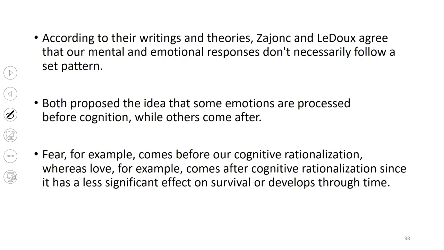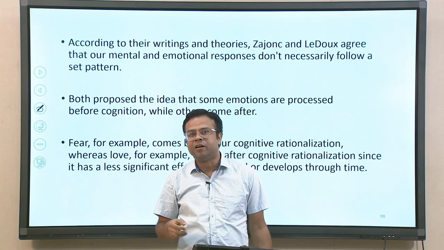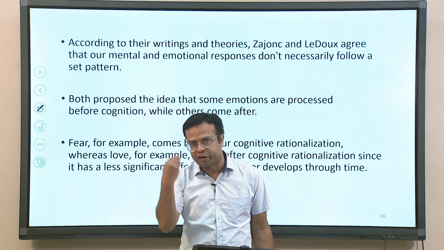So, according to these theories, Zajonc and LeDoux agree that our emotional responses don't necessarily follow a set pattern. In certain cases cognition may be involved, in some cases it may not be involved. So it depends on the situation. Fear, for example, may not require a lot of cognitive intervention in situations where fear is aroused, because it is for survival against danger. So, fear is mostly aroused wherever danger happens. In those cases, cognitive aspects are very minimally involved or not involved at all.